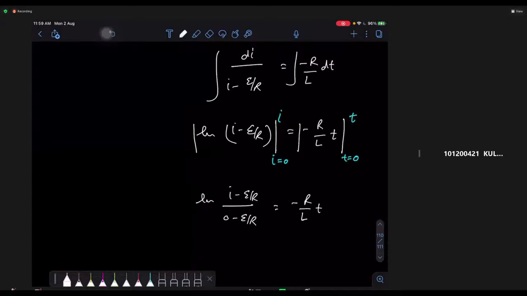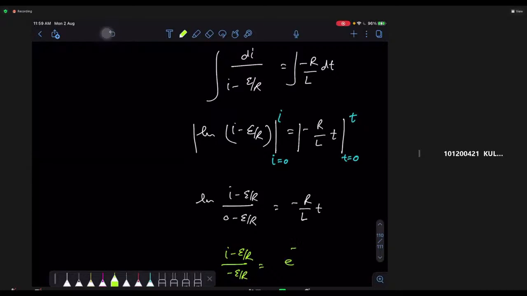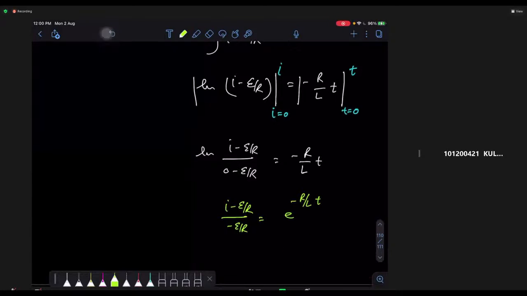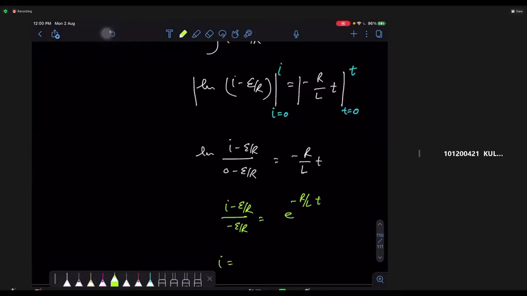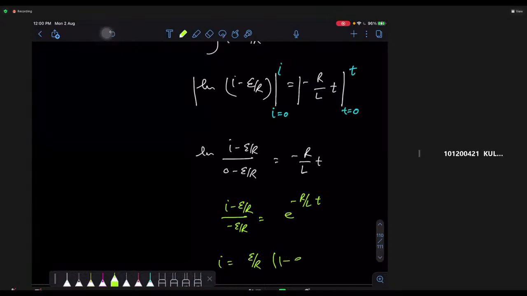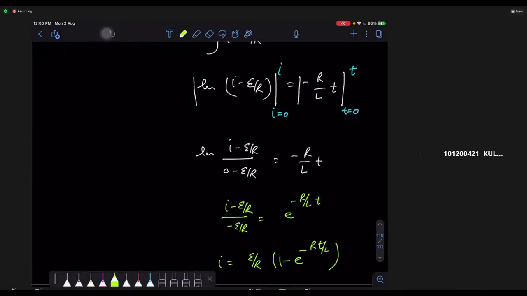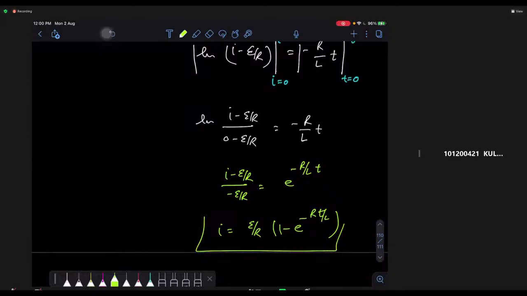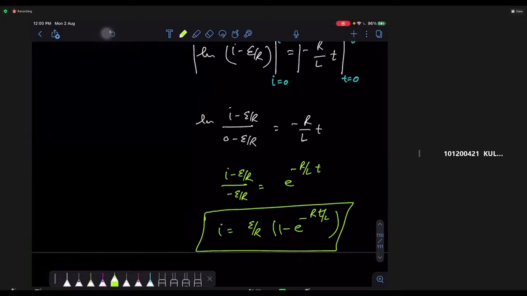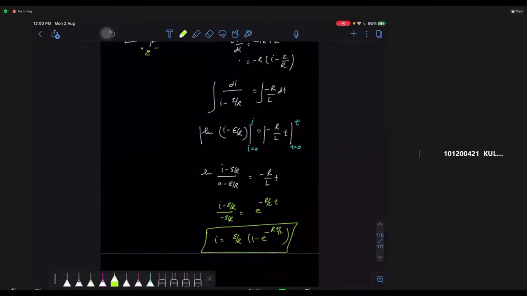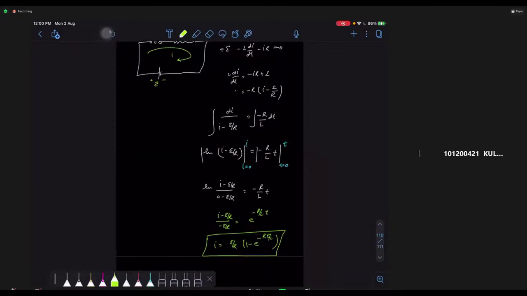The log is easy to remove here as exponentials. So if you remove the log, it is exponentials. So the current comes out to be E by R times 1 minus exponential factor. Now this result also looks similar to the RC circuit. The derivation is also similar to the RC circuit, and the results are also similar to the RC circuit.